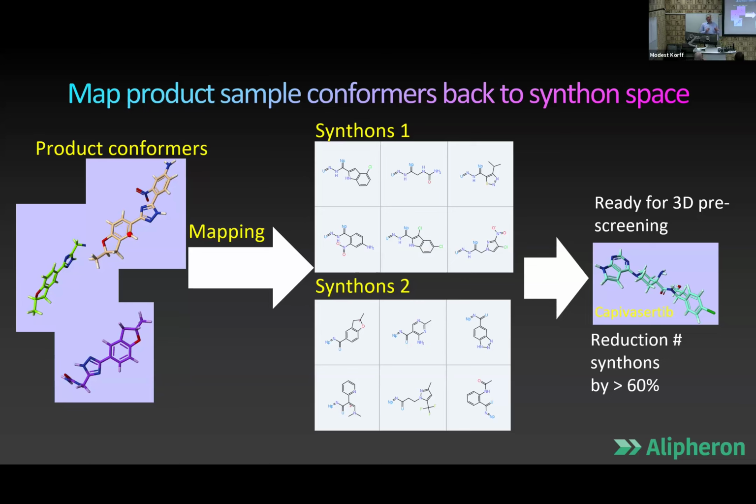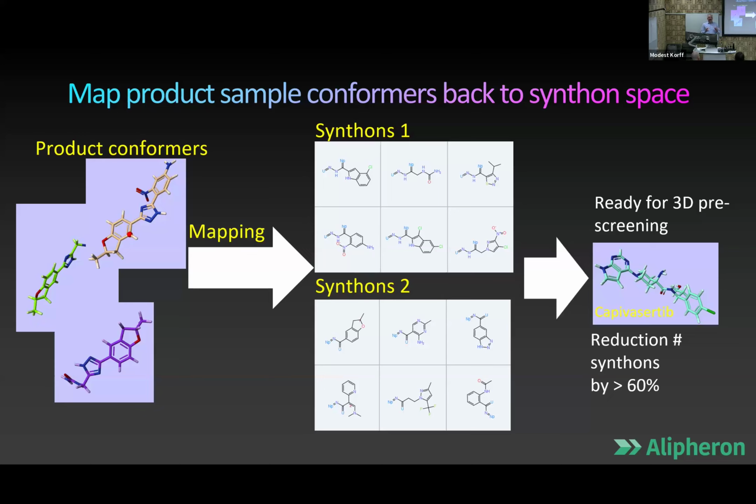And these synton conformers are then mapped into a descriptor, the Flexifor descriptor. This Flexifor descriptor is a multi-conformational descriptor, so we can map multiple conformations of the synton to it. And then we use this descriptor for the first step in our Pharos 3D search, the 3D pre-screening, which already reduces the number of syntons for the usual search by more than 60%.